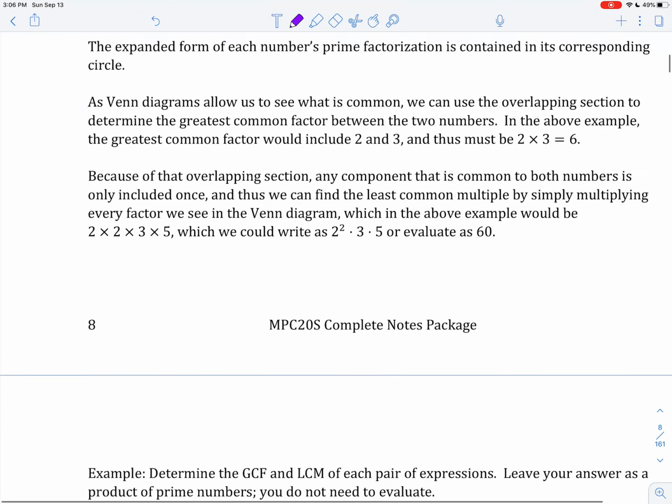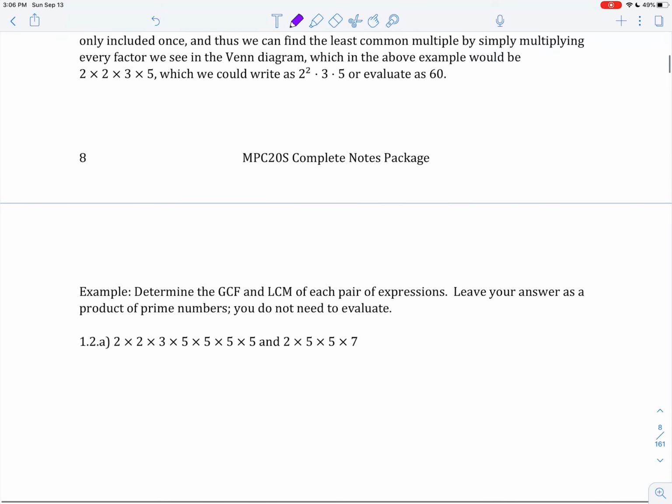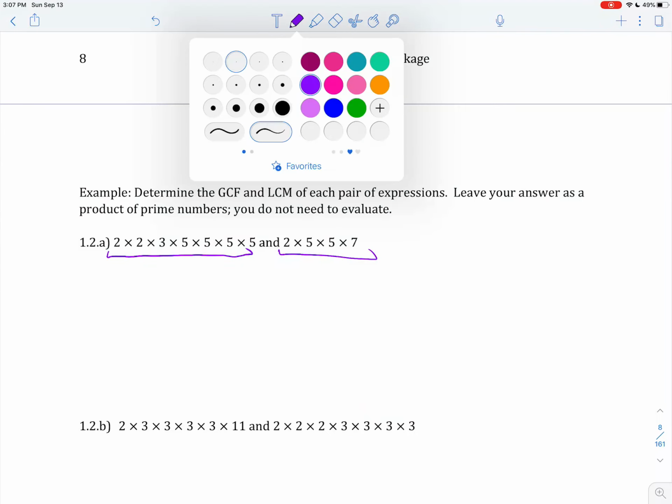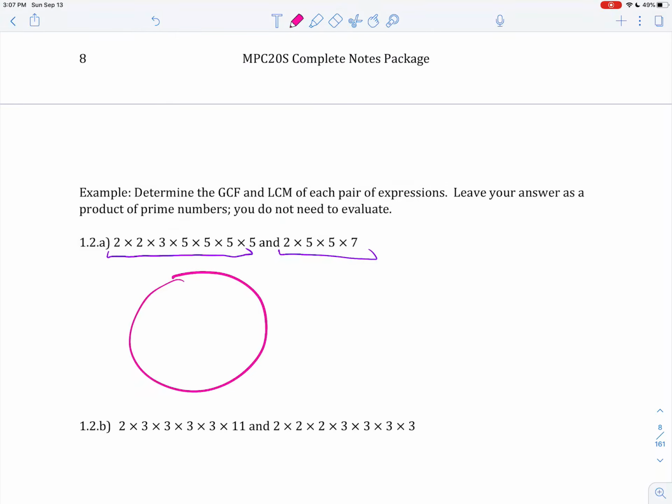And we can use Venn diagrams in these examples. For this first one, we have 2 numbers here. Our first number is written in expanded form, prime factorization. And the second one is 2 times 5 times 5 times 7. We are going to kick things off by drawing a Venn diagram.